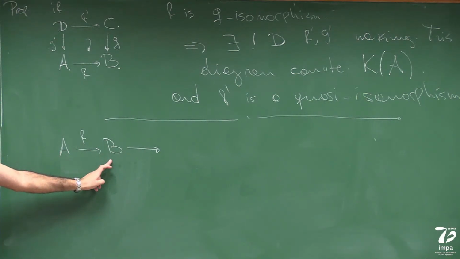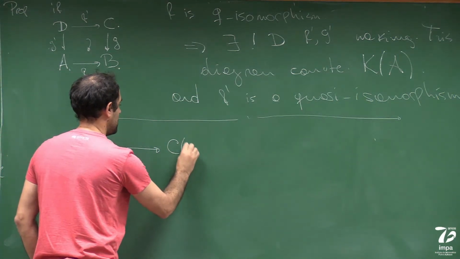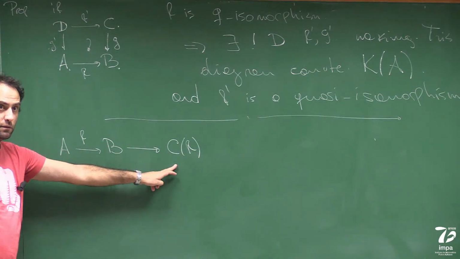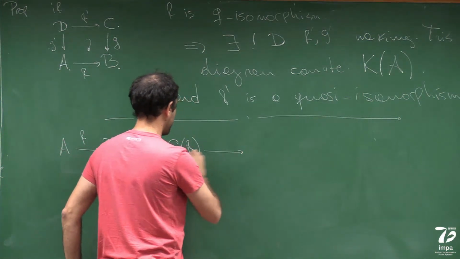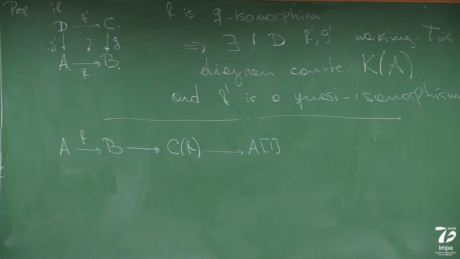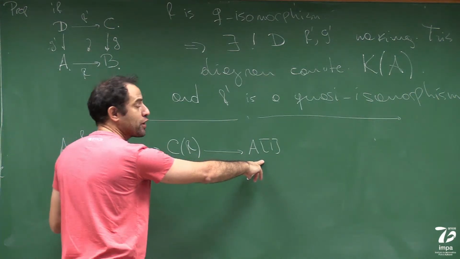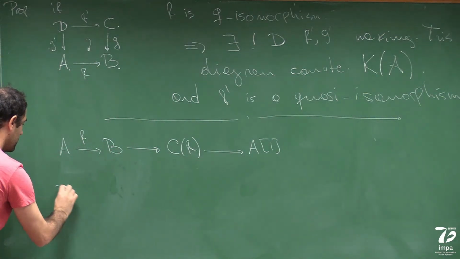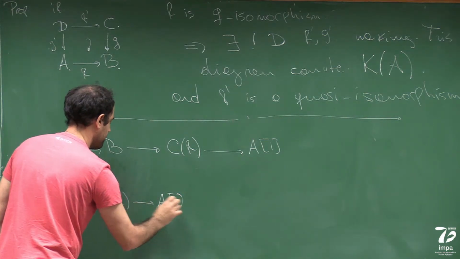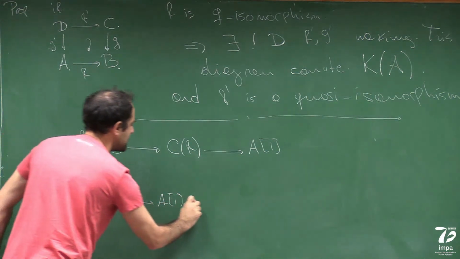If I have a map of complexes, I can always complete this. The cone was a complex with a map from B to that cone, and I had a map from the cone to my first complex shifted by 1. Moreover, we were careful when we constructed that cone in such a way that this composition here is a short exact sequence of complexes. B to C_F to A shifted by 1. This is a short exact sequence of complexes.